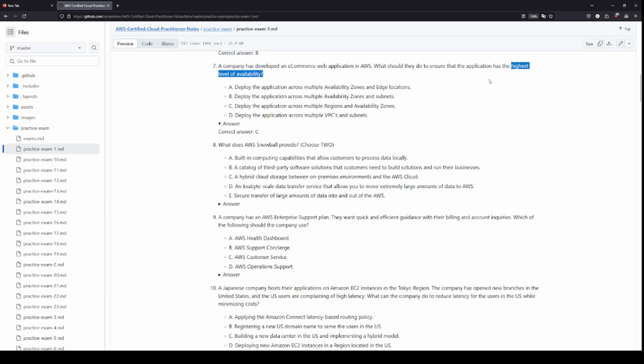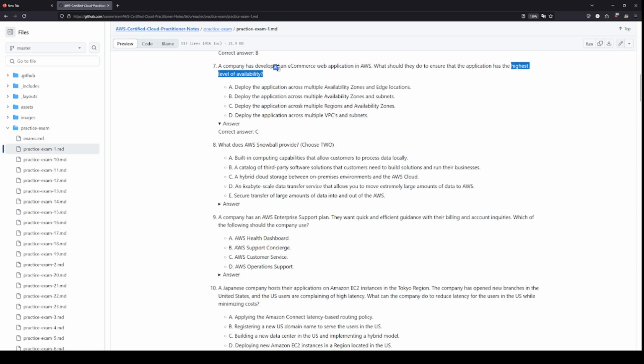So deploy the application across multiple regions and availability zones. So if we want the highest level availability, right? We don't just want our application within one region, right? So it's already good to separate out and put them in different availability zones. That way, one, it can decrease latency that customers have within the region, and also prevents failure if one of the availability zones just goes out.